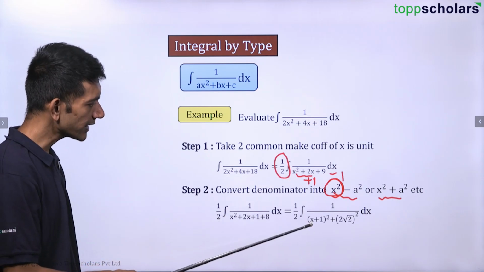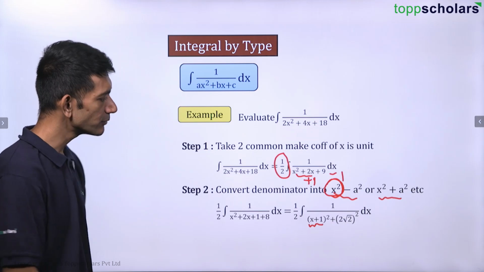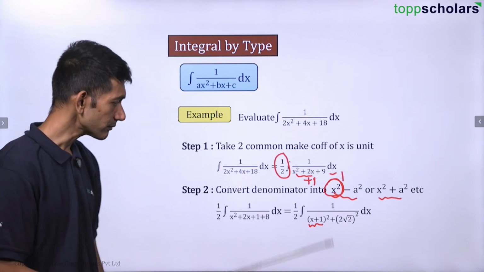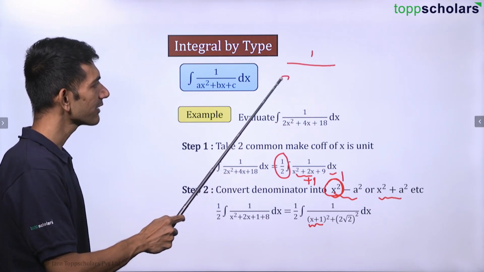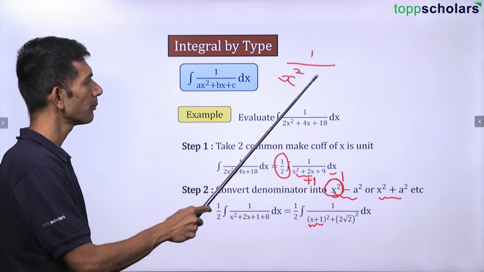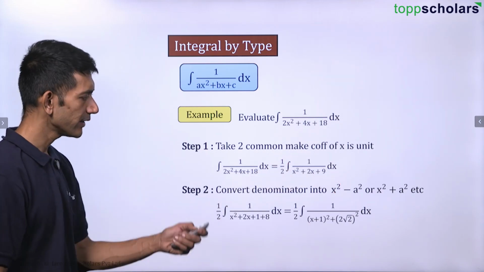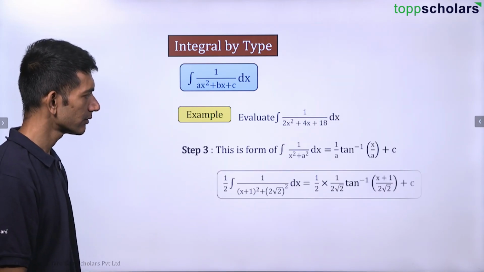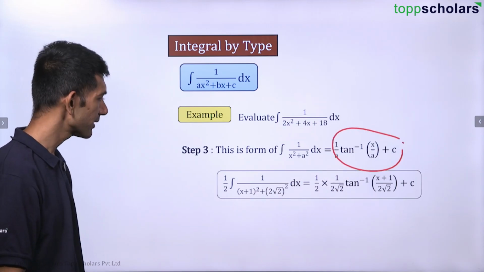So this becomes x plus 1 the whole square. 9 minus 1 is 8. 8 becomes 2 root 2 the whole square. Now this is of the form 1 by x square plus a square. Right? And then you can solve that further, which is nothing but 1 by a tan inverse x by a plus c.